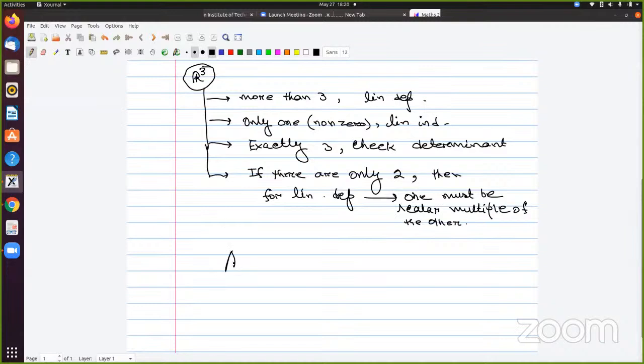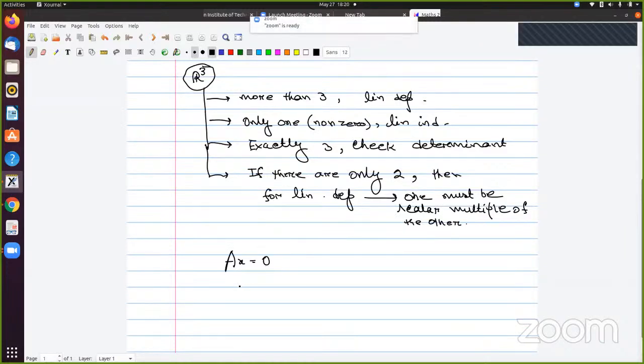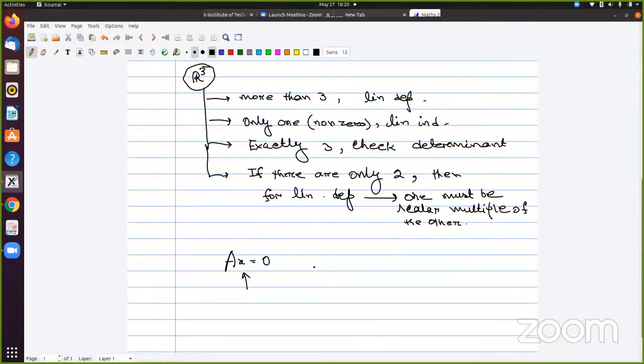So there are only two possibilities, either a unique solution or infinitely many solutions, because the trivial solution, where the coefficients are all 0, is always a solution. If it is a unique solution, then it is linearly independent. And if there are infinitely many solutions, that is linearly dependent.